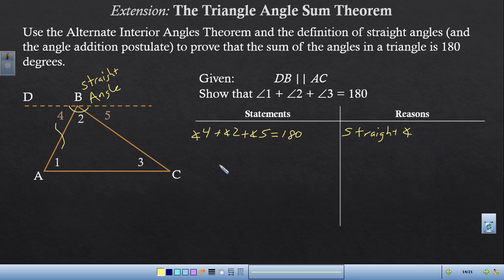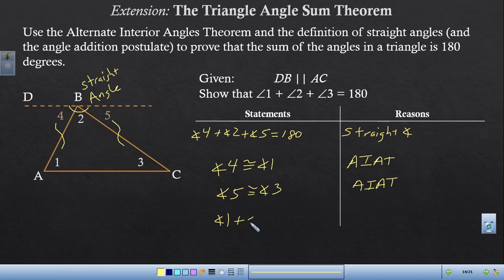Now I want to connect 4 to 1. That's an alternate interior relationship. So angle 4 is congruent to angle 1, AIAT. And then angle 5 is congruent to angle 3, AIAT. And that means that angle 1 plus angle 2 plus angle 3 is equal to 180 by substitution.